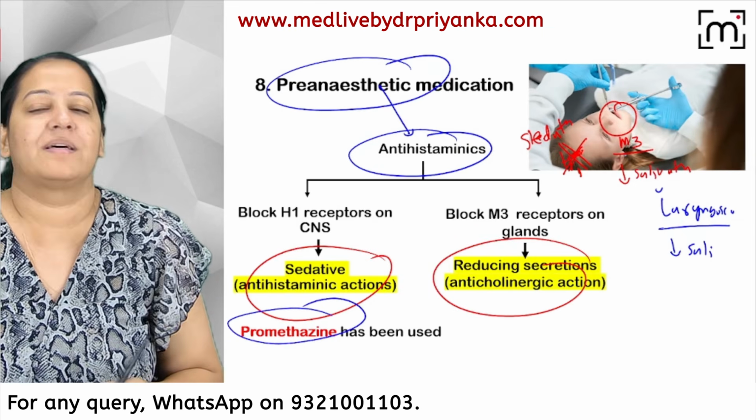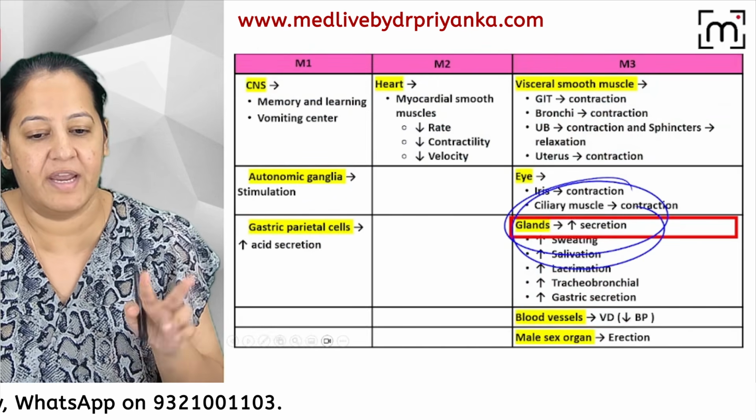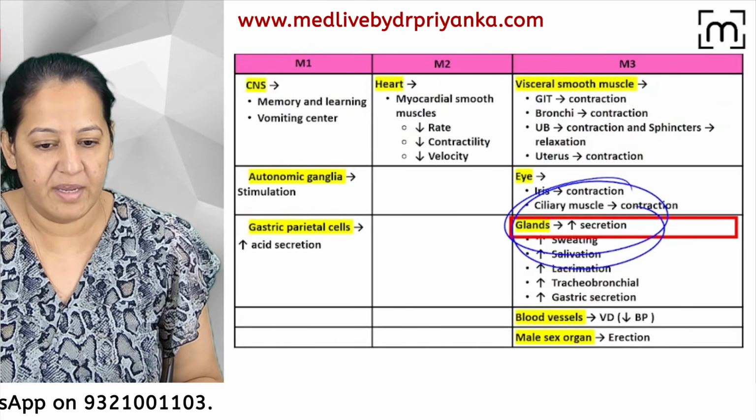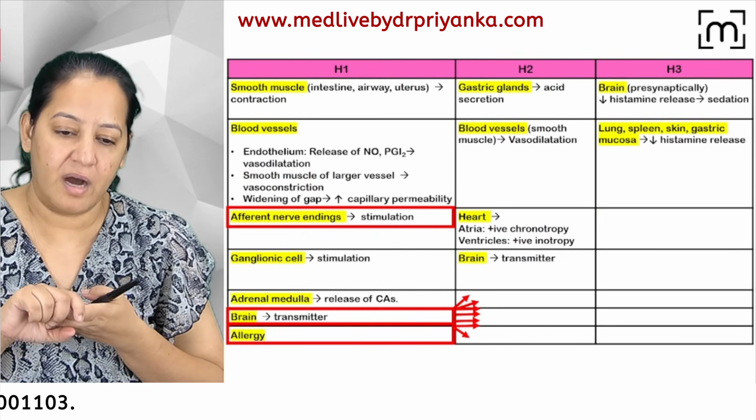Again, promethazine is used here. How many of you are getting it? So we are utilizing this property again and again. Double-edged. Okay, got it? Secretion can get accumulated, Akshara.